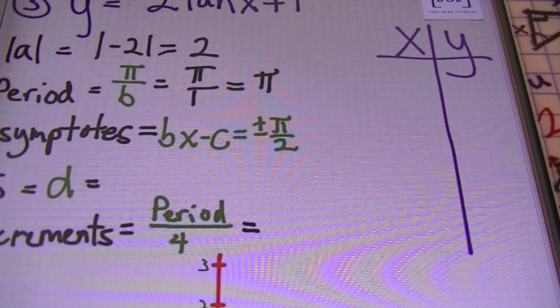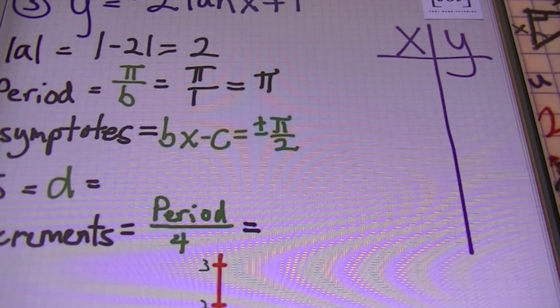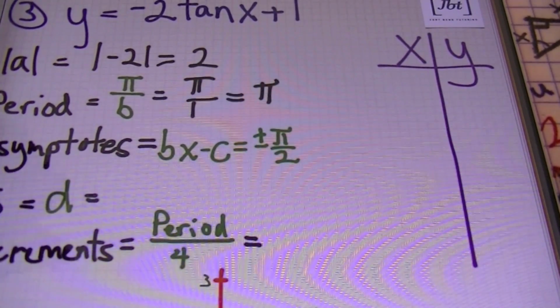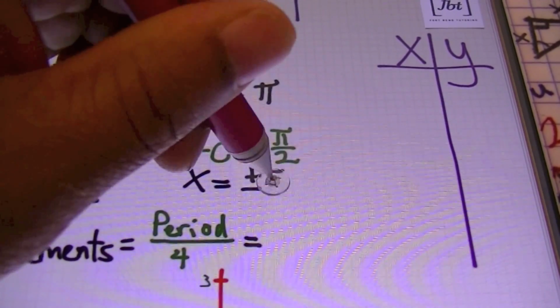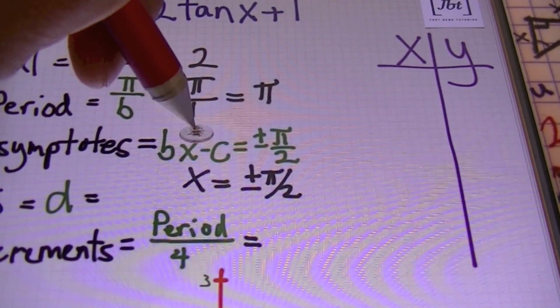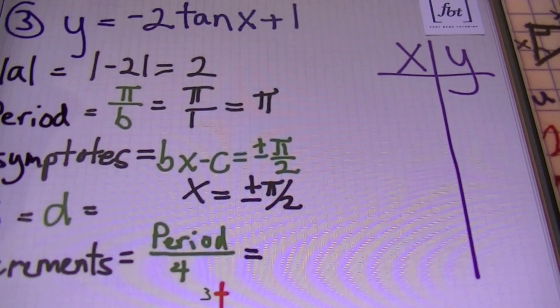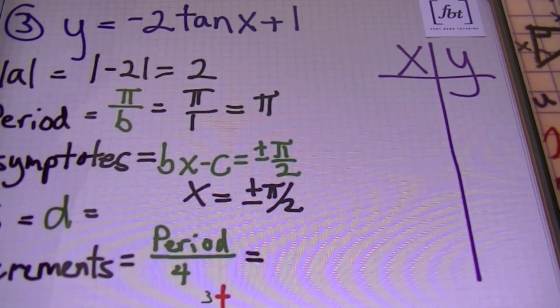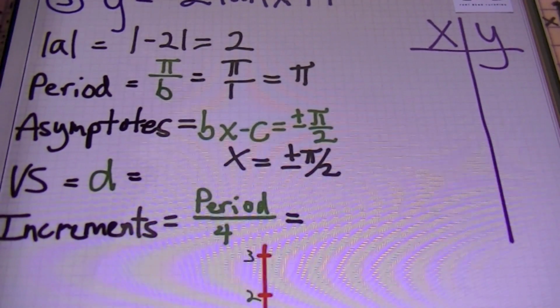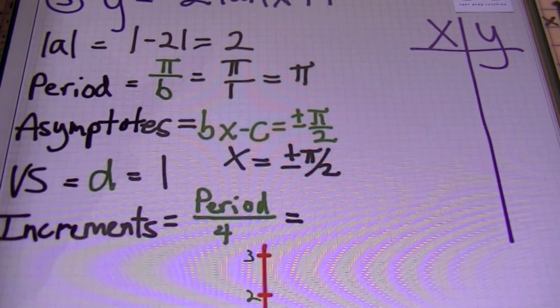All right, so that bx minus c amount equals to plus or minus pi over 2. That'll be x equals to plus or minus pi over 2. And this is going to be the equations for my asymptotes. In this equation, this function, we have a d value of 1. So what we'll do is we'll show that our vertical shift is going to be 1 in this case.